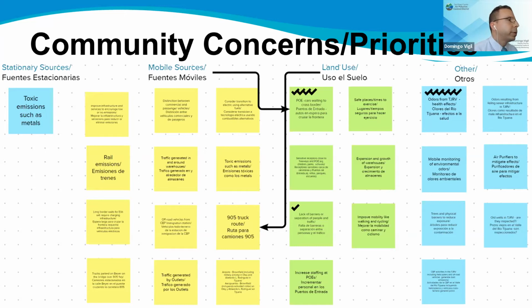Regarding impacts from stationary sources, community members are mostly concerned about toxic emissions, specifically metals. Regarding land use, some of the concerns relate to the ports of entry and the separation between people and vehicles, expansion of warehouses, need for improved mobility like walking and cycling, safe places to exercise, and there's interest in mitigation strategies such as urban greening and physical barriers to separate air pollution from sensitive receptors.